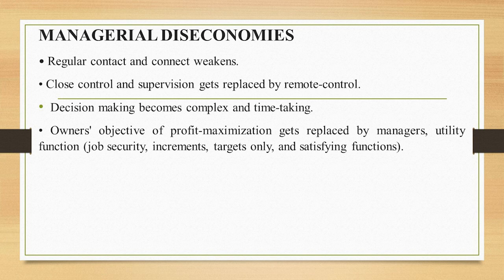And what is the manager's utility function? That they are interested in their job security, they are interested in their increments, they are interested in targets and in satisfying functions only, not going beyond that. That loyalty is the paper loyalty and not the real loyalty on part of the managers. So these are the managerial diseconomies which start taking place after the point of optimum. And once the diseconomies start, that simply means that cost will rise.